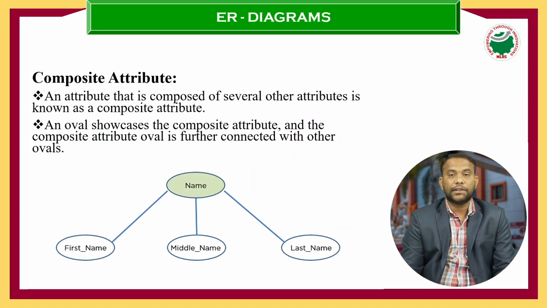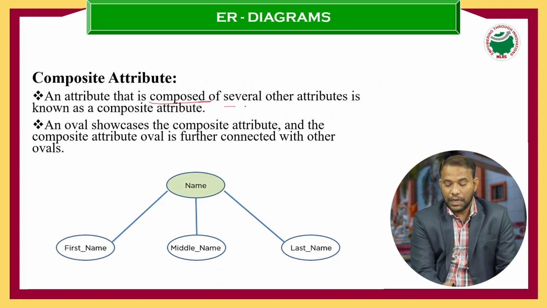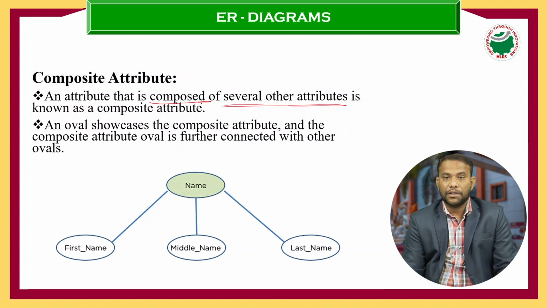Right. Next one is composite attribute. An attribute that is composed of several other attributes is known as a composite attribute. So a single attribute composed of several other attributes is called a composite attribute.